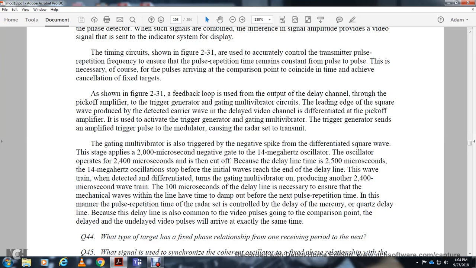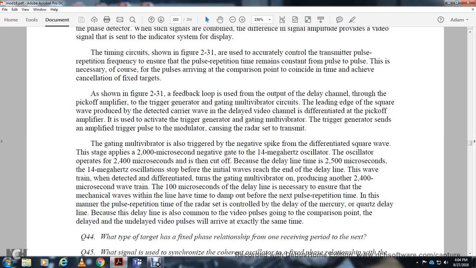The generator gate multivibrator is triggered with a negative spike from the differentiated square wave, amplified for 2,000 microseconds. The negative gate with the 14 megahertz oscillator is 2400 microseconds, cut off because of the delay line of 2500 microseconds at 14 megahertz. The oscillator stops when the initial wave reaches the end of the delay line. The wave train is detected by the differential term, gating the multivibrator and producing another 2400 microseconds wave train. The 100 microsecond delay is necessary to ensure that the mechanical wave of the line has time to damp out before the next pulse repetition time.